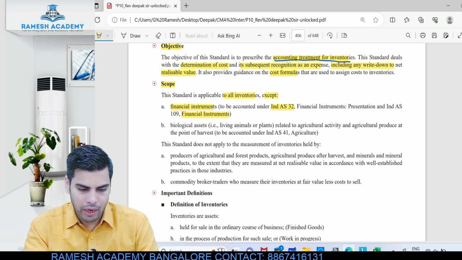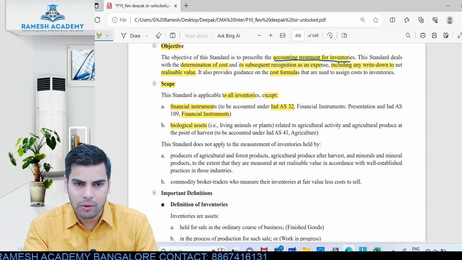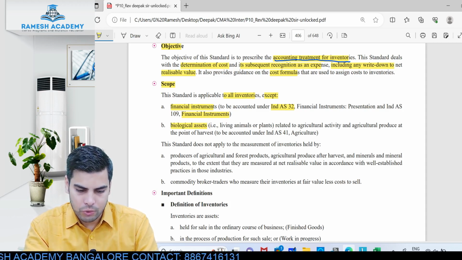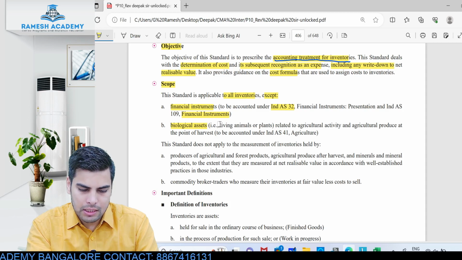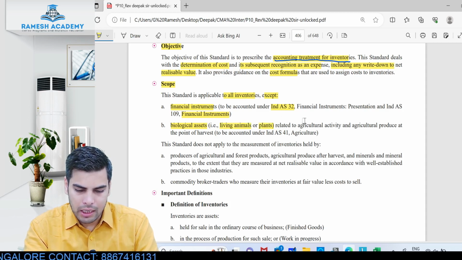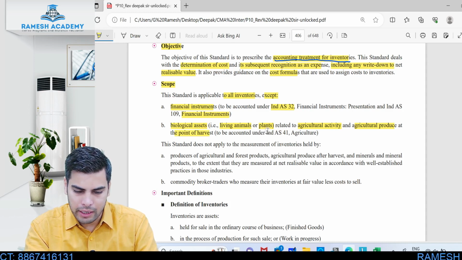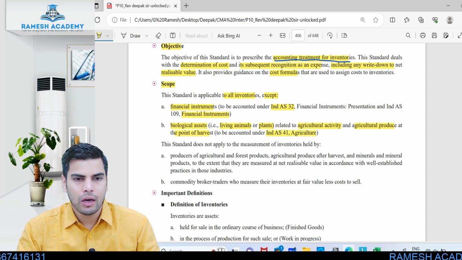So when it comes to inventory, it will be talking about all inventory except financial instruments and biological assets. Even biological assets are not covered within the scope of Ind AS 2. So what are biological assets? These are nothing but livestock. Look at this: living animals or plants related to agricultural activity, and agricultural produce at the point of harvest, to be accounted under Ind AS 41, that is relating to agriculture.